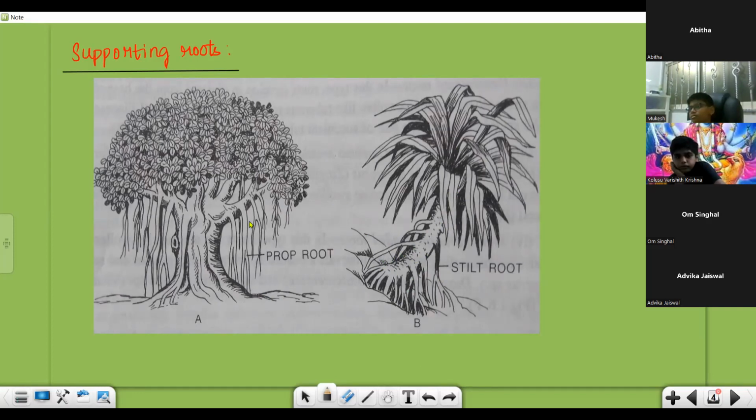What is the use of the supporting root? They grow towards the soil and act as a pillar to support the plant. So they act as what, students? They act as a pillar to support the plant. Like you can see the prop roots in the case of the banyan tree. Next, this is sugarcane. Clear?